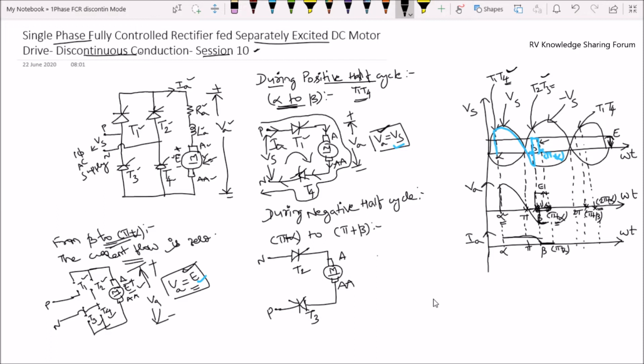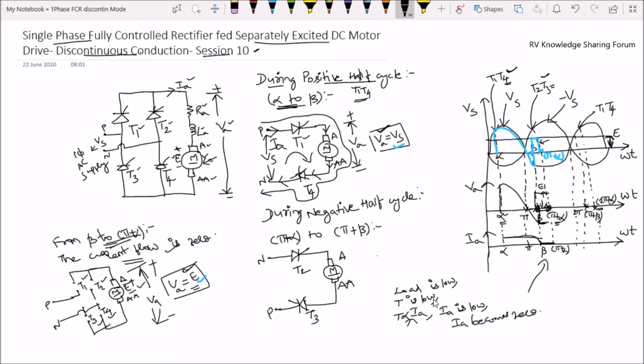Now you may have a doubt why the current is becoming 0 at an angle of beta and up to pi plus alpha. See, if the value of the load is low, the value of torque becomes low. We know that torque is proportional to armature current. When the torque becomes low, according to this equation, armature current also becomes low. Therefore, armature current becomes 0.